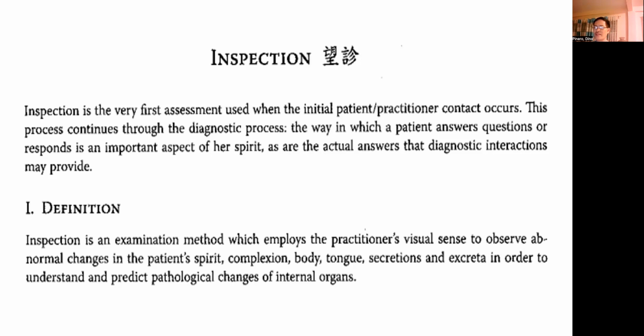First is the definition. Inspection is an examination method which employs the practitioner's visual sense to observe abnormal changes in the patient's spirit, complexion, body, tongue, secretions, and excreta in order to understand and predict pathological changes of the internal organs. So, it is important for us to observe the patient's spirit, complexion, body, tongue, secretions, and excreta. Okay?